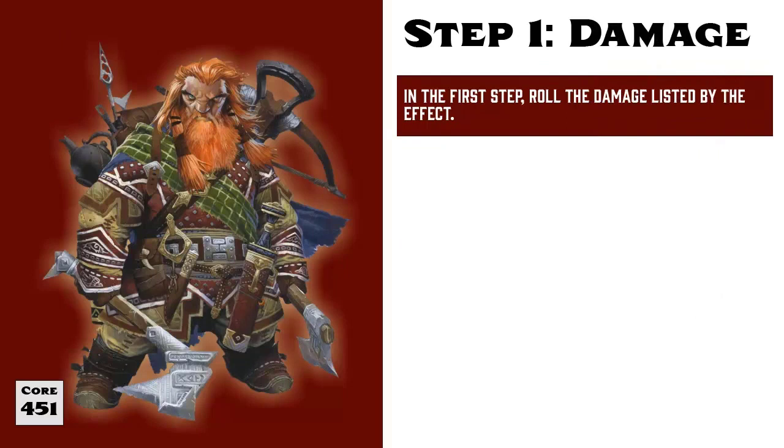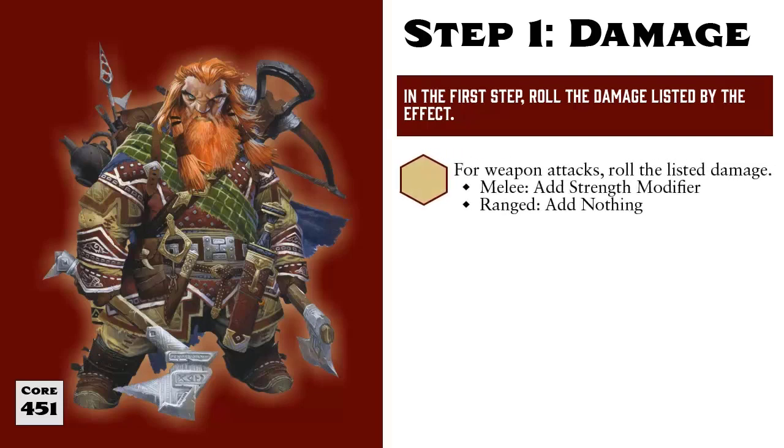In the first step, we calculate the base damage of the effect, and the best place to start that discussion is with weapon damage. Damage from weapon attacks is pretty straightforward. If it's a melee attack like swinging an axe, then base damage is equal to the weapon's damage dice plus the attacker's strength modifier. And if it's a ranged attack, it's just the weapon's damage dice. You do not add any ability modifier to the damage for a ranged attack. For example, you do not add dexterity to a ranged attack as is done in some other games.